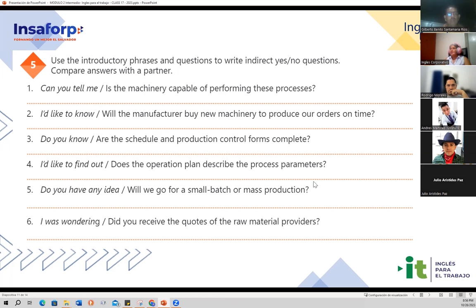Okay. But that will be at the end. It is not a question because the auxiliary question is at the beginning. At the end will be just to complete the question. Okay. Number four. Let me see. Julio. Okay. I'd like to find out if the operation plan describes the process parameters.